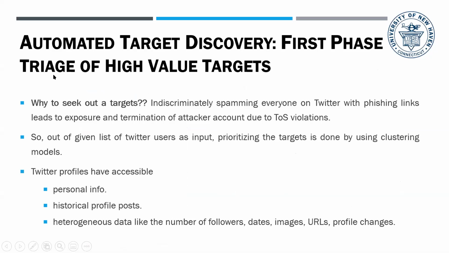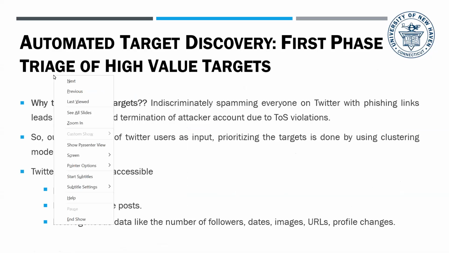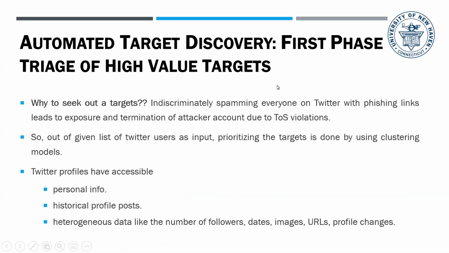The first phase of this tool is selecting the valuable targets. Just using Twitter and sending phishing links over and over again will lead to exposure and getting banned from Twitter due to TOS violations. So by selecting specific users as targets who are likely to click on the links, the number of phishing tweets sent will be decreased, and we can easily evade detection by Twitter. The automated target discovery from a given list of users is done by using clustering models.